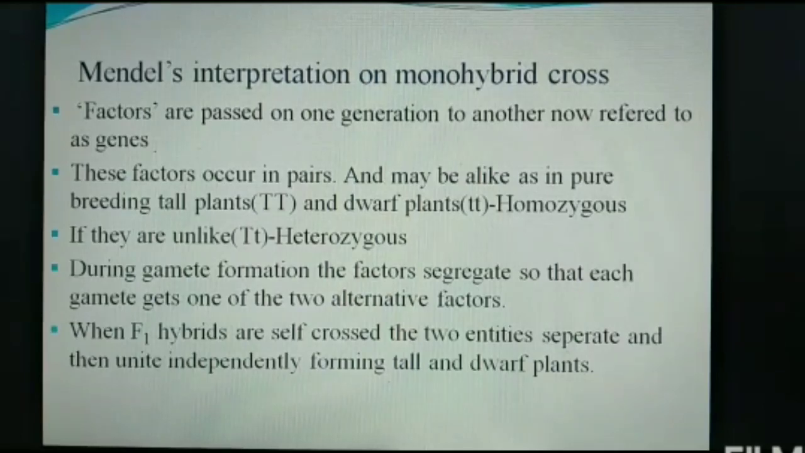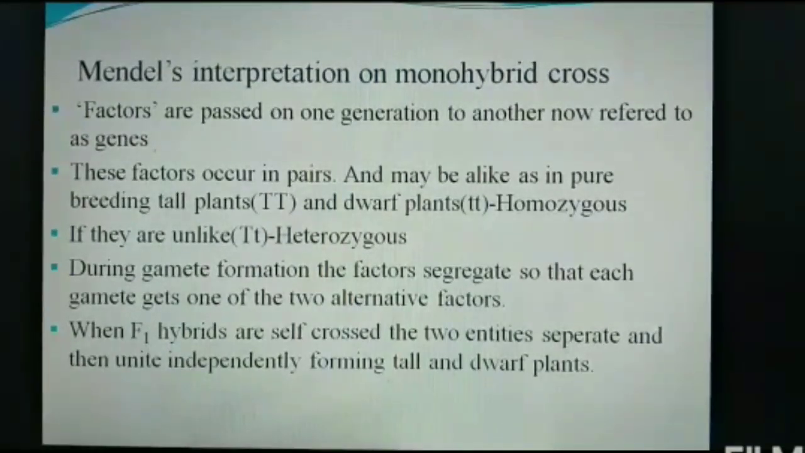So during gamete formation, the factors segregate so that each gamete gets one of the two alternate factors. For example, the capital T, small t. This is the heterozygous tall plant. During gamete formation, the capital T and small t segregate and enter into two different gametes. When F1 hybrids are self-crossed, the two factors separate and then unite independently, forming tall and dwarf plants.